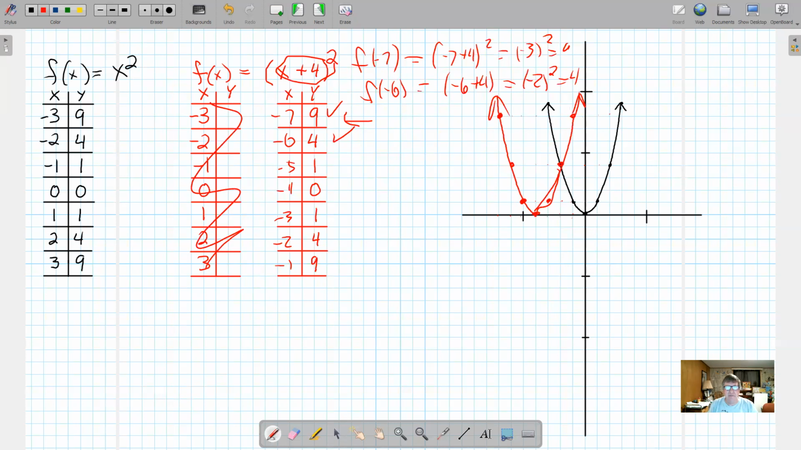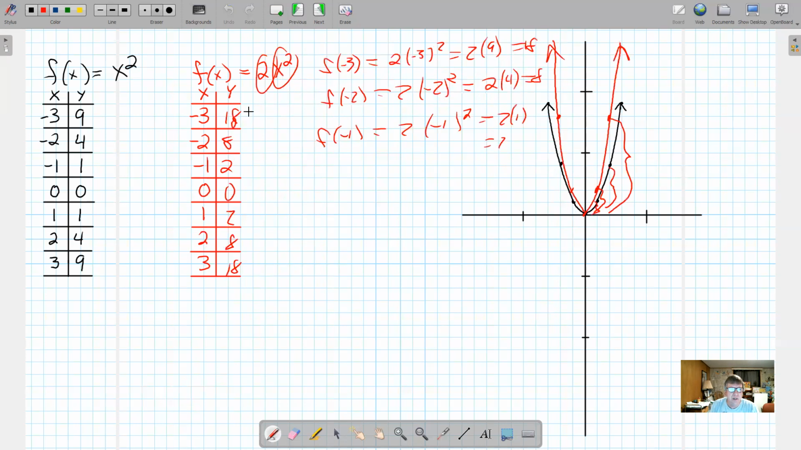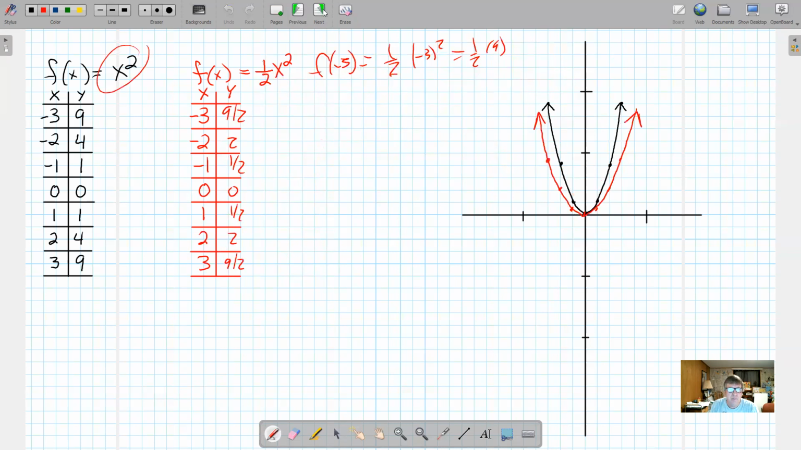It moves it to the left 4. Sorry about that. And if we put a negative coefficient in front of the x squared, it flips it over, makes the y values negative. If we make the coefficient of x squared larger than 1, it makes it climb faster, and between 0 and 1 makes it climb slower.